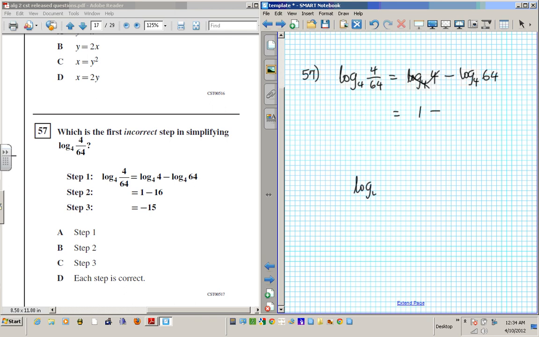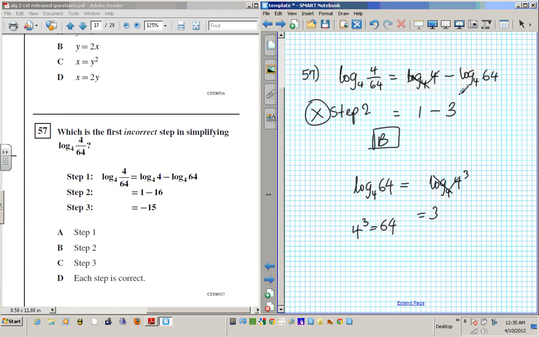We know log base 4 of 64 is log base 4 of 4 to the third, right? Because 4 to the third equals 64, right? So these two cancel out, and you're just left with 3. So it's supposed to be 1 minus 3, okay? But here you have 1 minus 16. I think they divided, which is wrong. So step 2 is absolutely wrong. So your answer is B.